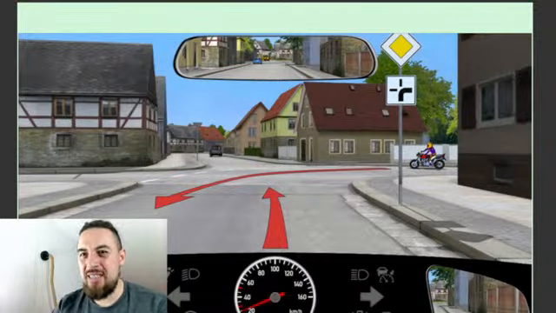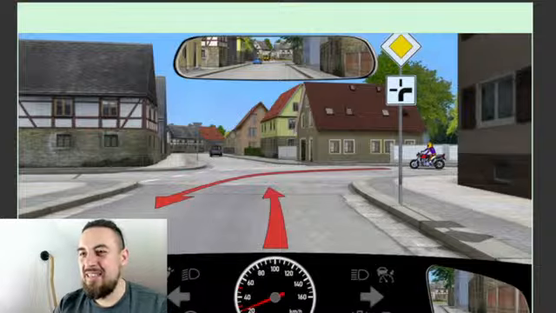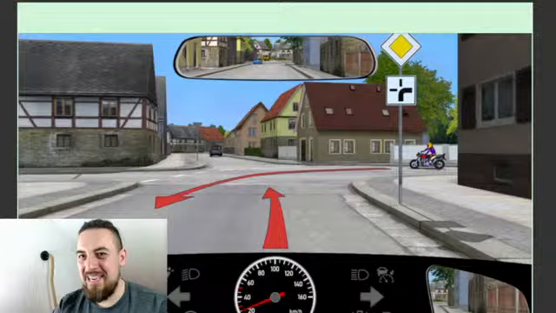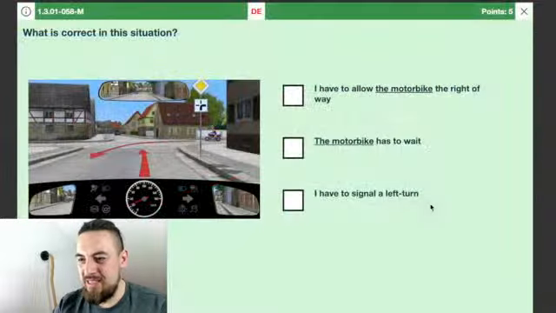All right. Okay. So we were at that picture right now. So I will close it. I hope you had enough time. What is correct in this situation?